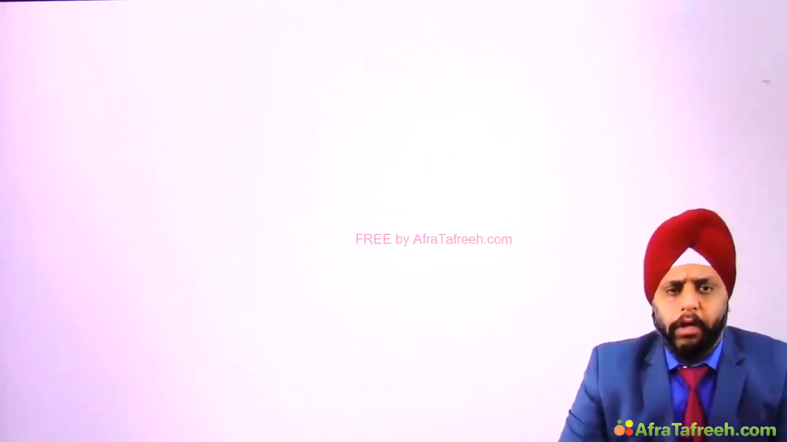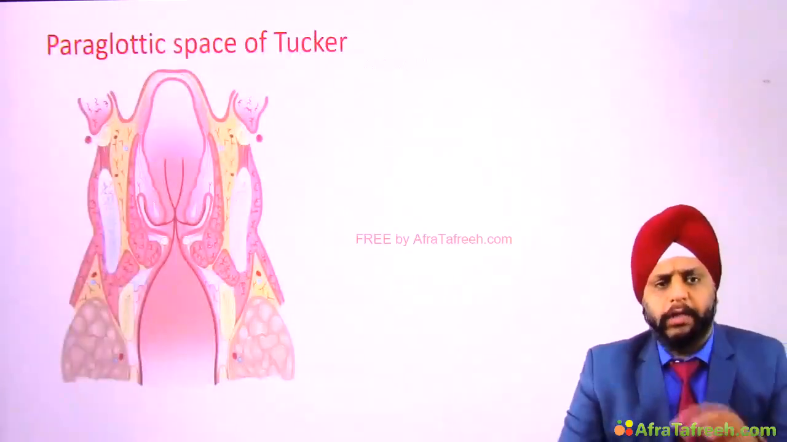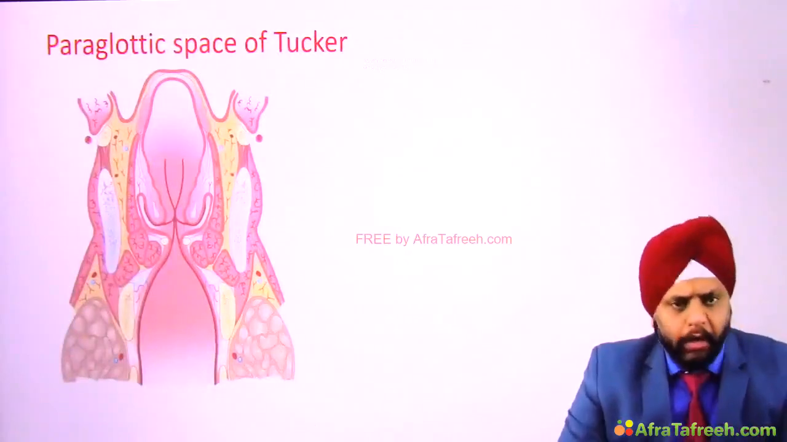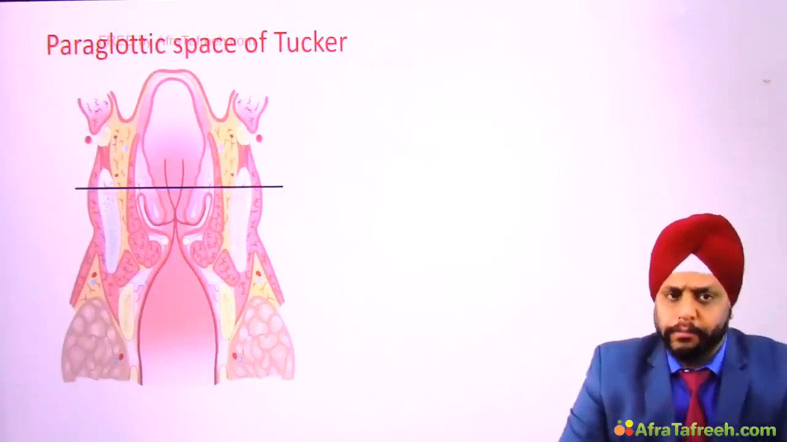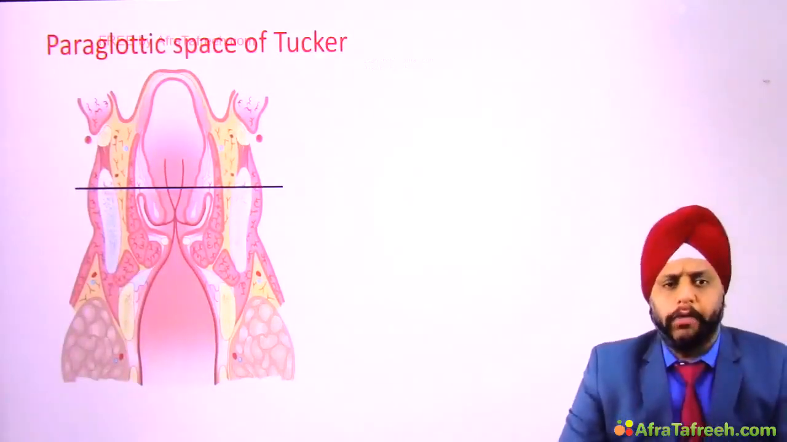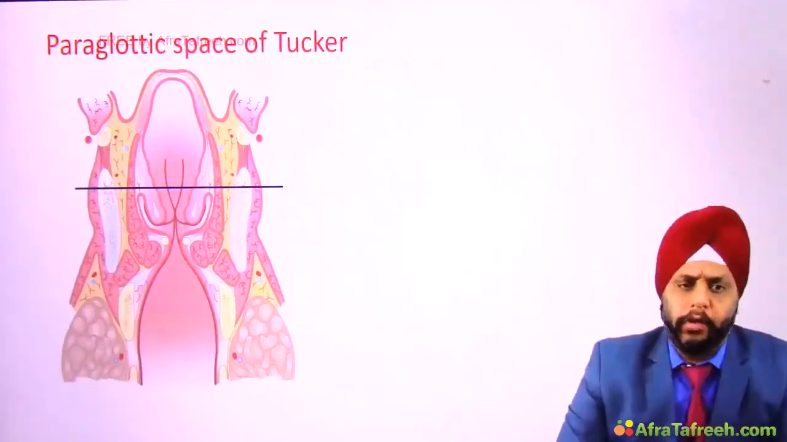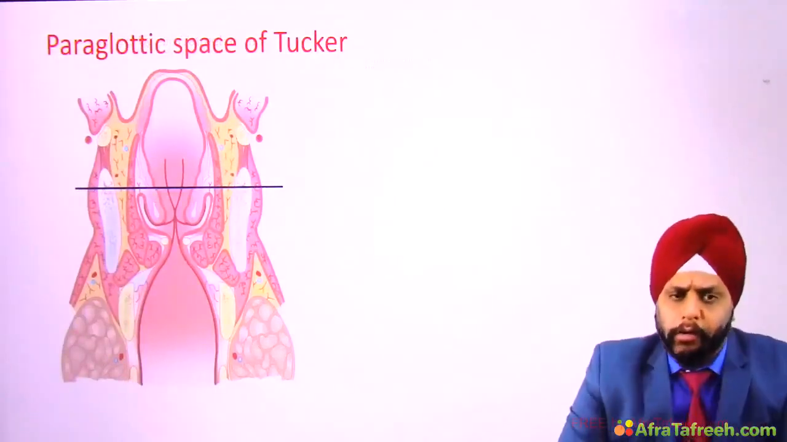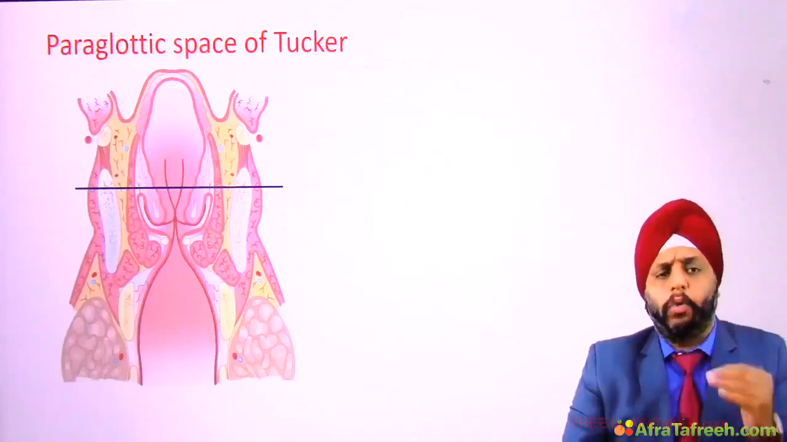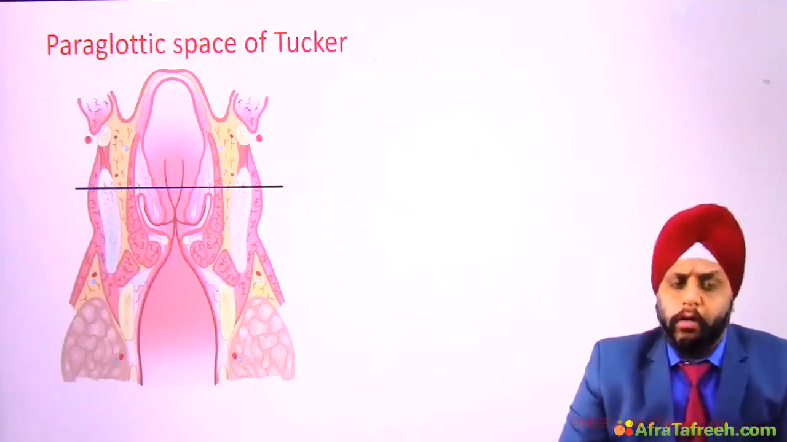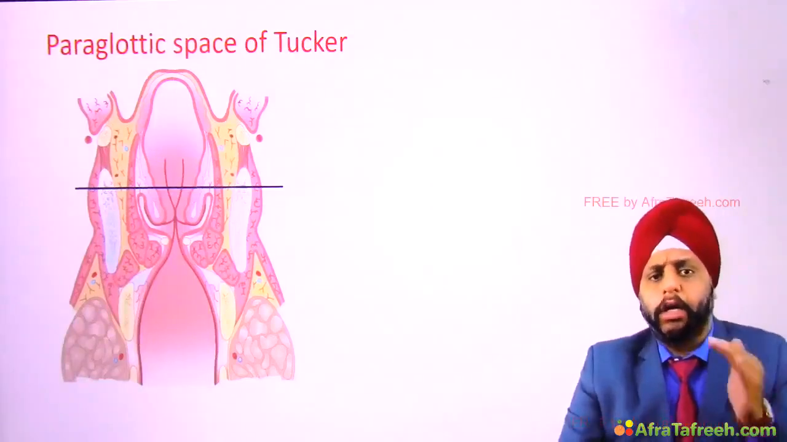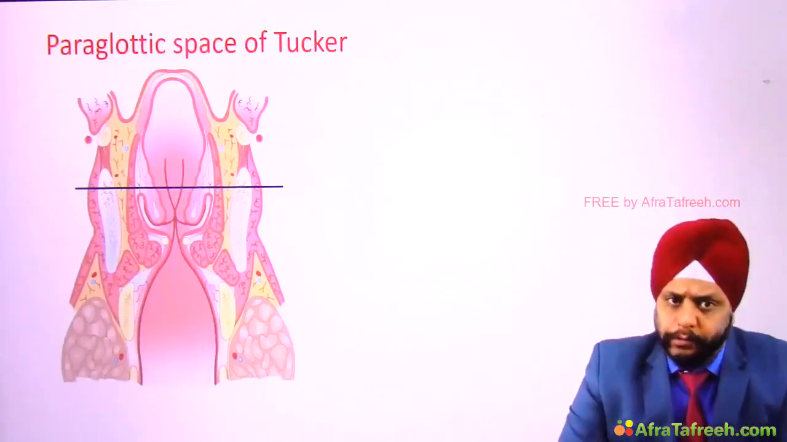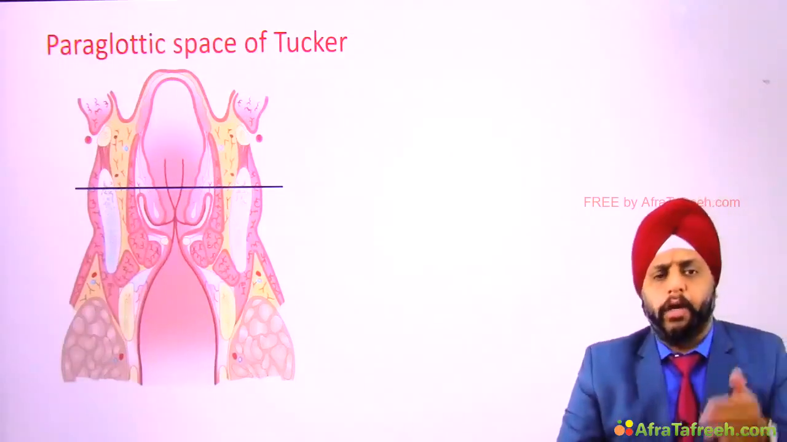Okay, now let's do one thing. Let's take this paraglottic space of Tucker and draw a cross section. So what I'm going to do is, you see, this is the coronal cross section. We are looking at the coronal cross section from behind. Now I'm going to convert the coronal cross section into an axial cross section.